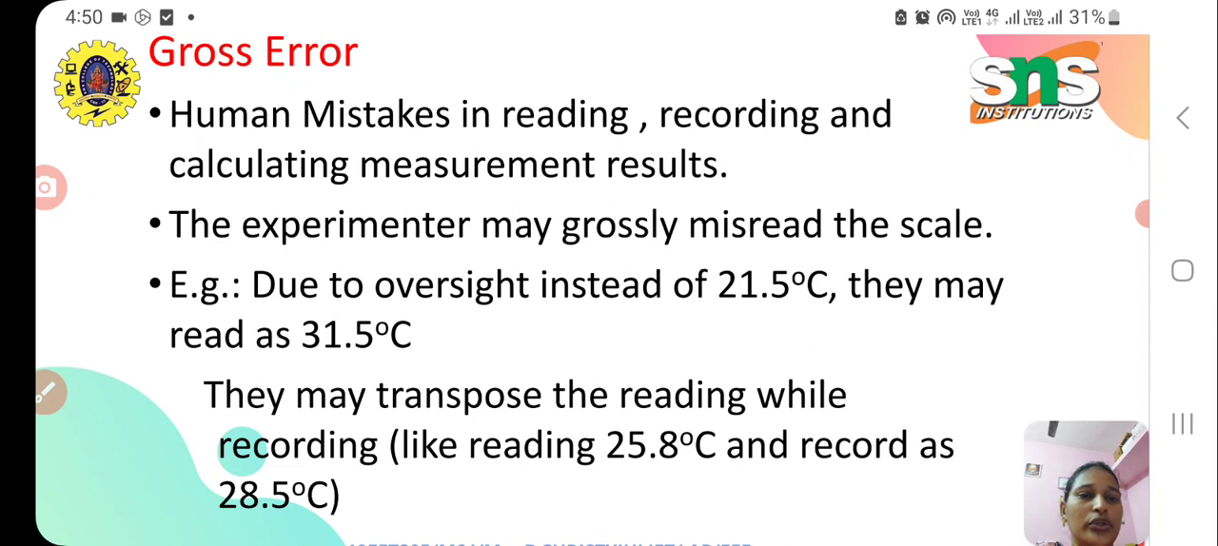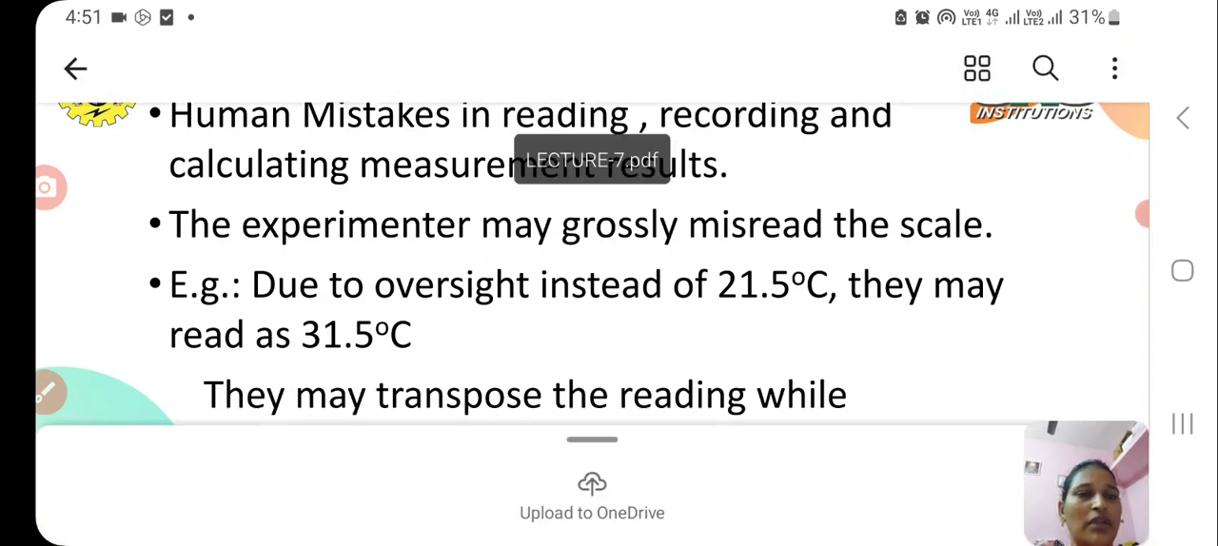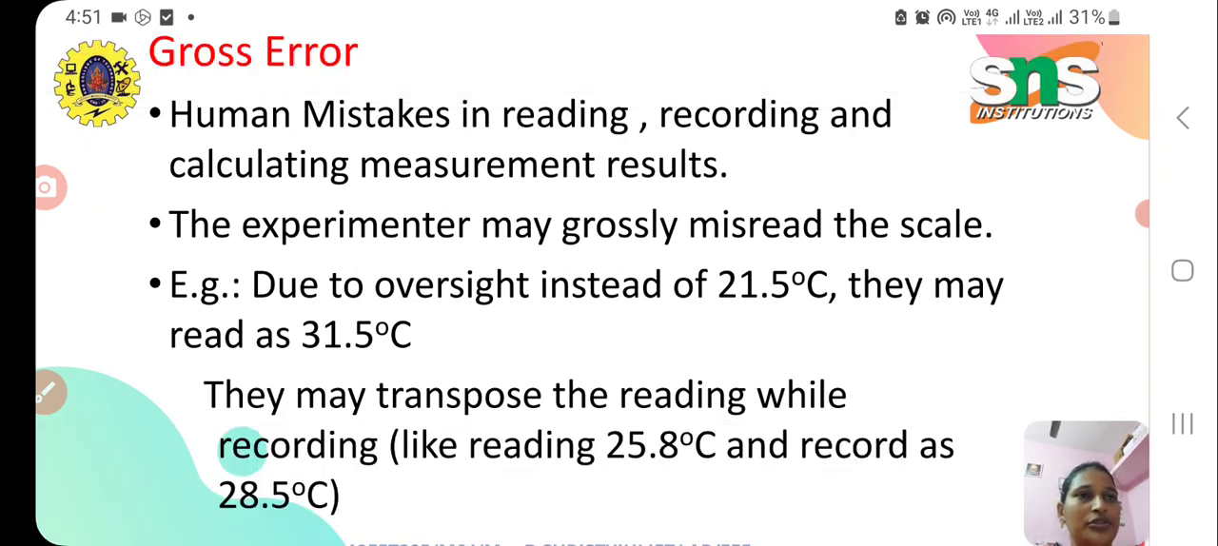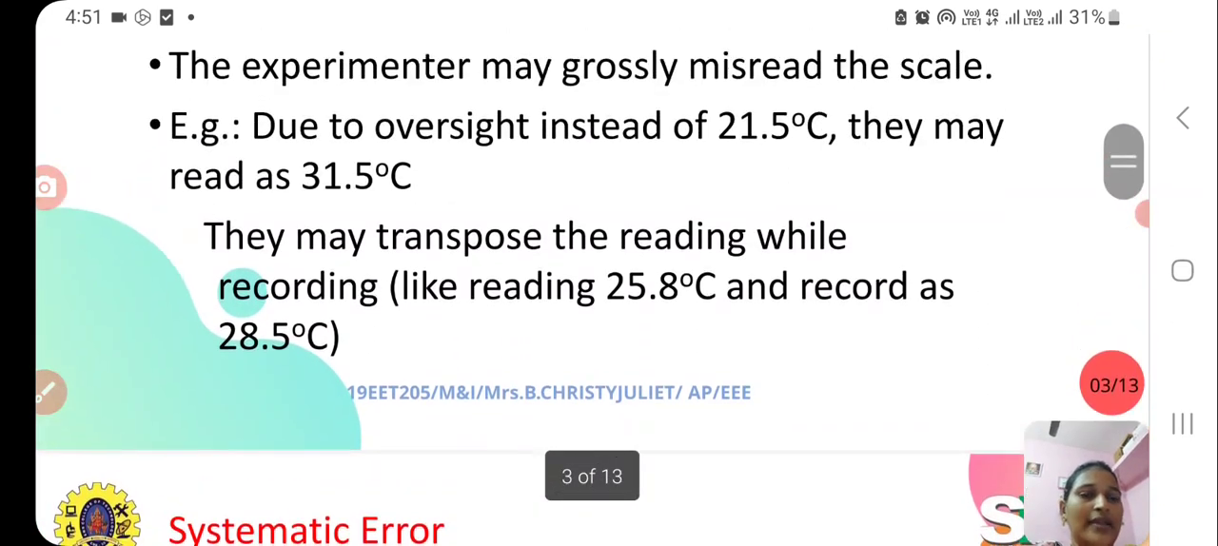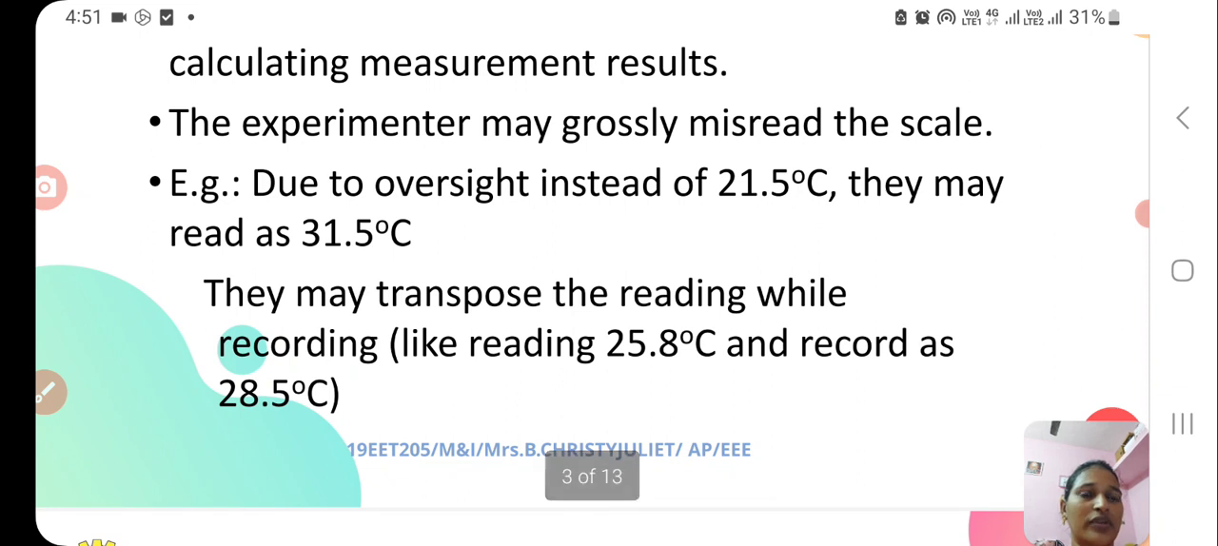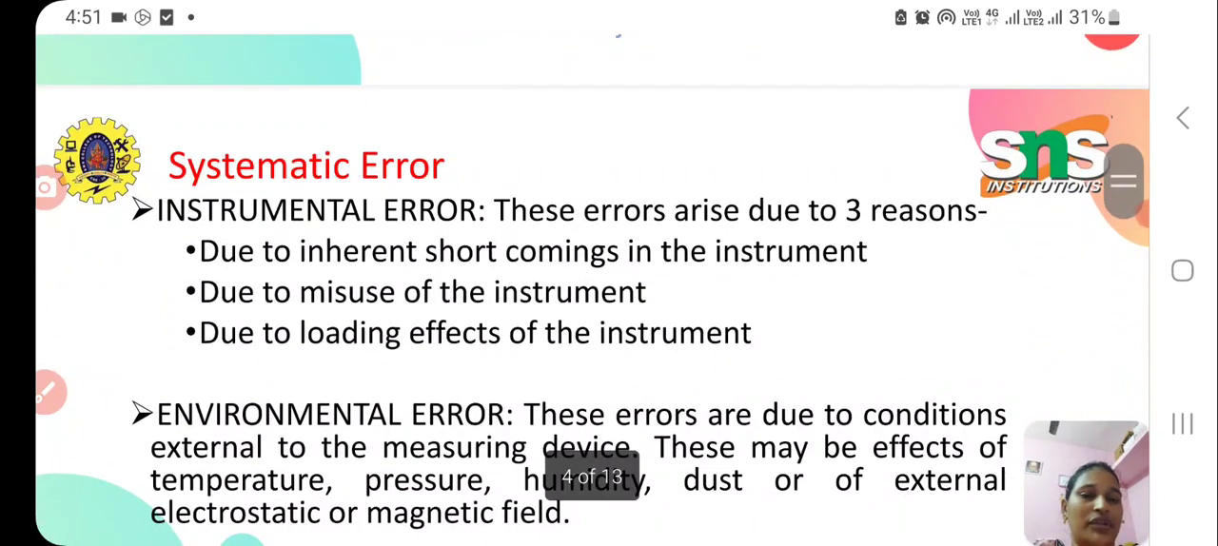Example, due to oversight, instead of 21.5 degrees Celsius, they may read it as 31.5 degrees Celsius. So that is a miscalculation. If the reading is 21.5 and I misread it as 31.5, then it is a gross error. If the ammeter shows 2.5 amps and I take the reading wrongly as 2.4 amps, then it is a gross error. And sometimes 25.8 degrees Celsius can be miswritten as 28.5 degrees Celsius.